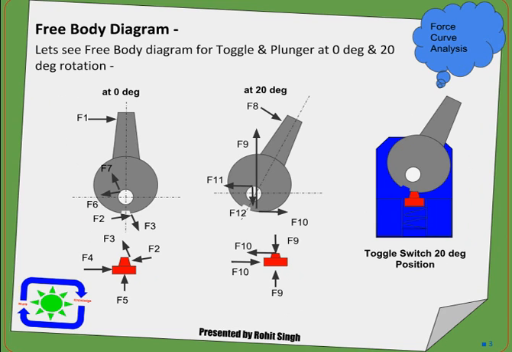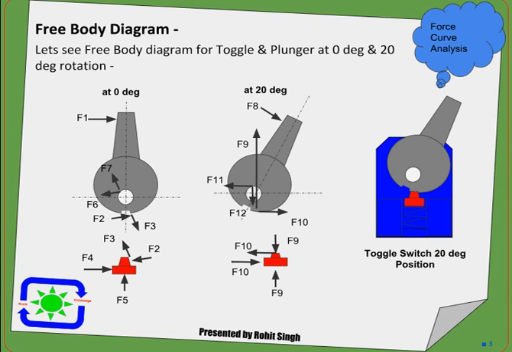At 0 degree, we have F1 force applied by the user to the paddle, F7, F6 forces at the hinge, F2, F3 forces at the contact point between plunger and paddle. The same F2, F3 also go to the plunger. F4 and F5 are two other forces which act in horizontal and vertical direction on the plunger.